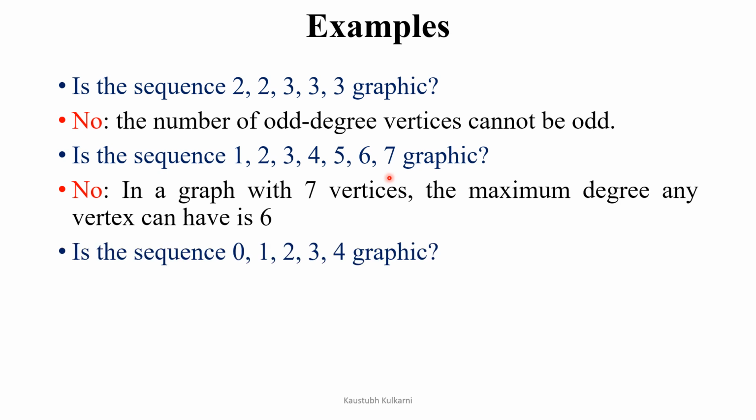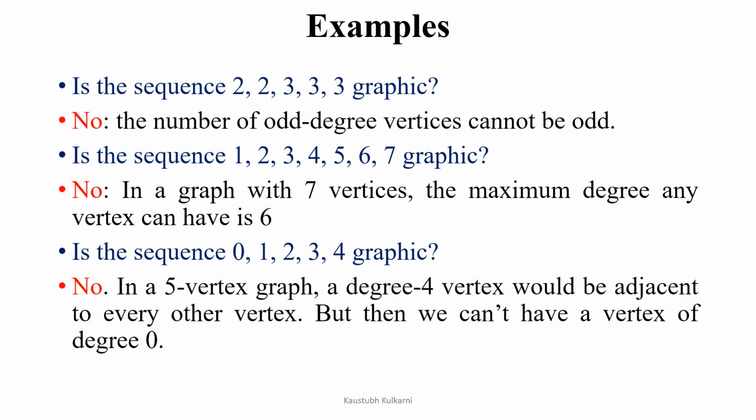Is the sequence 0, 1, 2, 3, 4 graphic? As we have seen in the previous slide, you cannot have all vertices with distinct degrees in a simple graph. Okay, so in a 5 vertex graph, a degree 4 vertex would be adjacent to every other vertex. We cannot have a vertex of degree 0. So therefore, no, it cannot be a graphic sequence.